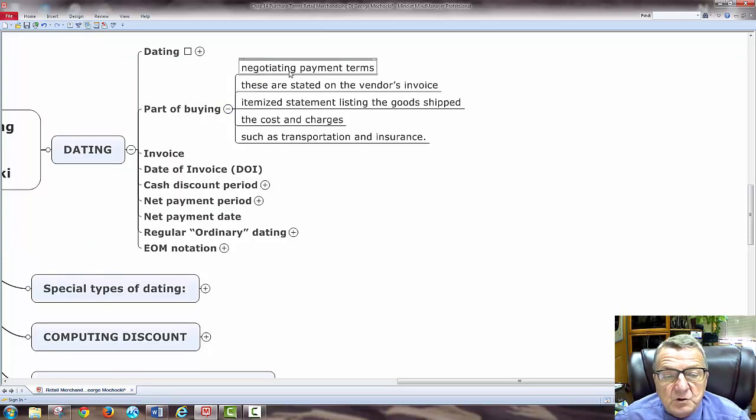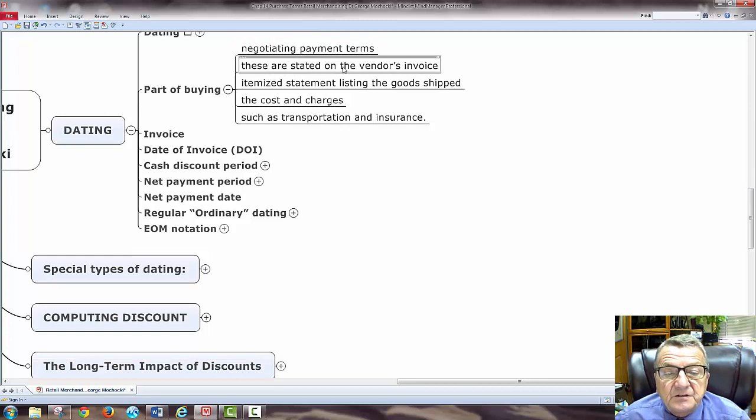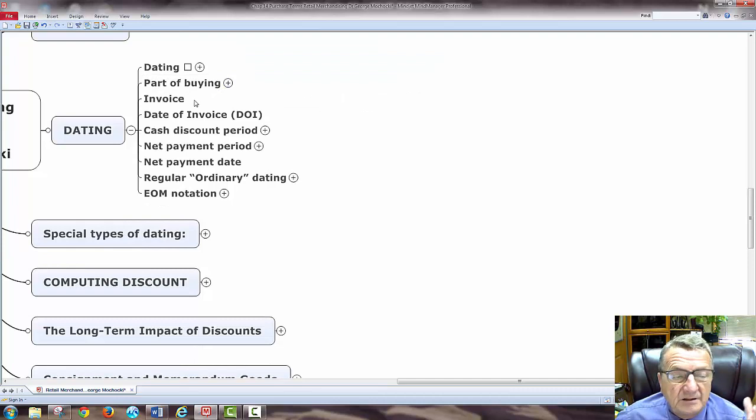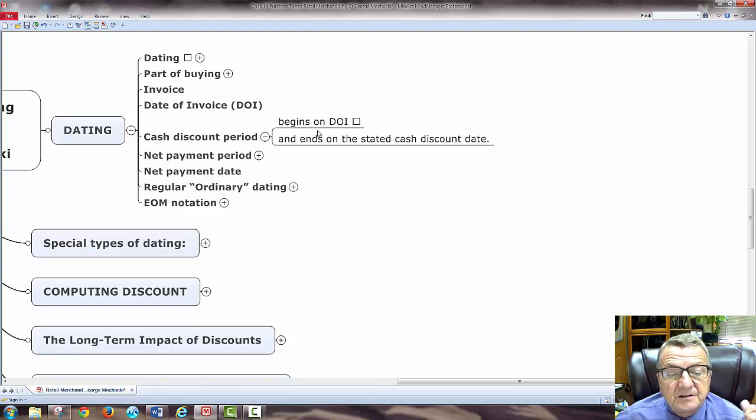Part of buying is negotiating payment terms. These are stated in the vendor's invoice. Itemized statements listing the goods shipped, the cost and charges, such as transportation and insurance. Okay, you know what the invoice is. Date of invoice is DOI. A cash discount begins on the date of invoice. Boom. You get the invoice, it begins. Ends at the stated cash discount date.